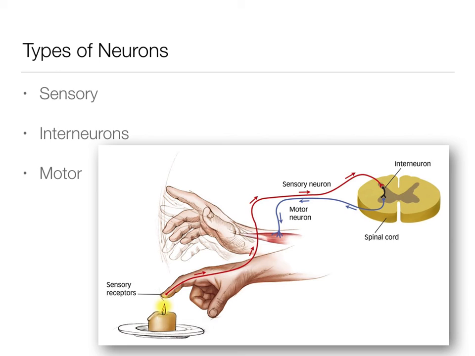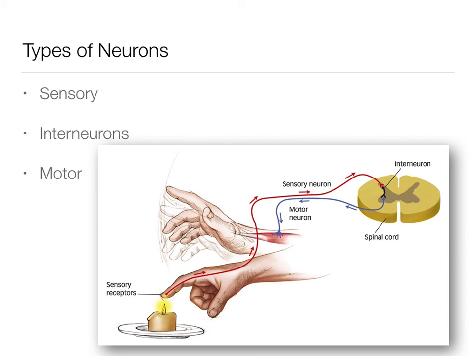Again, the firing happens in the cell body, goes down the axon, through the terminal buttons, across the synapse to the dendrites of the motor neuron. Then the motor neuron decides, should I move? And it decides yes. It fires as well, and we have the contraction of the muscles that would pull the hand away. So there are multiple different kinds of neurons in the body.